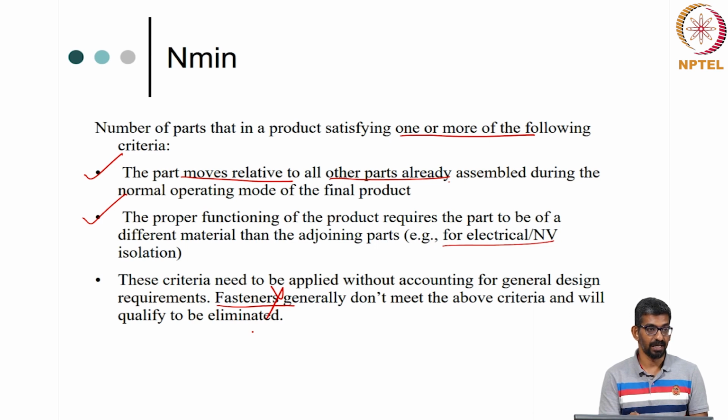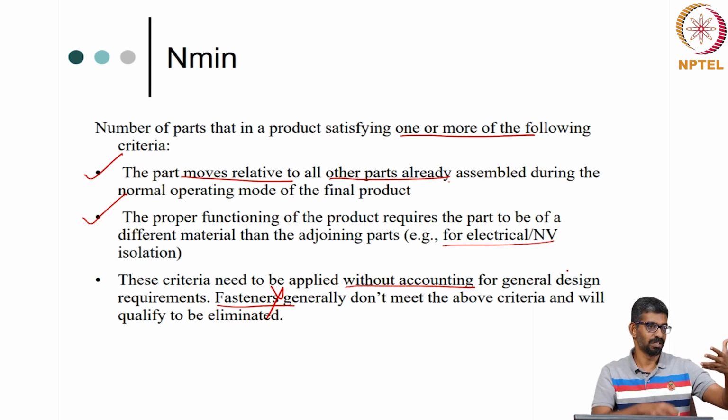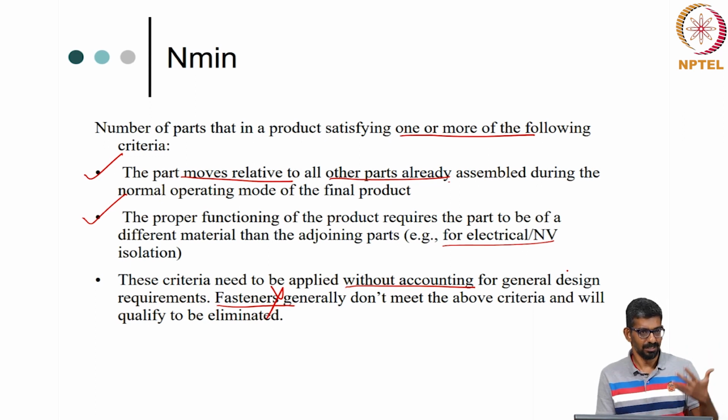And these criteria need to be applied without accounting for general design considerations. You cannot say, oh, there is a manufacturing issue, hence I am doing it. No. You will have to look at the assembly as a standalone assembly and make these comments. You cannot apply your legacy thought on it and say this is not possible. It does not matter from an assembly perspective, unless this part is moving with respect to all other parts, it need not be a separate part, that is all. So this is the theoretical minimum number of parts.